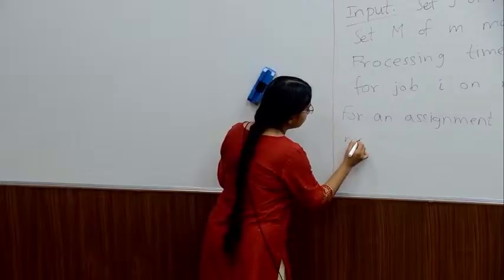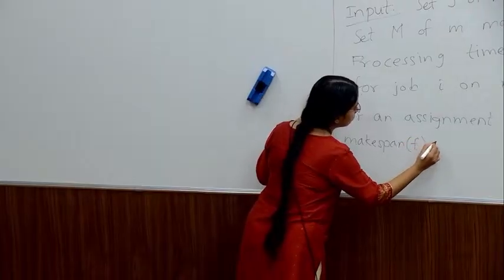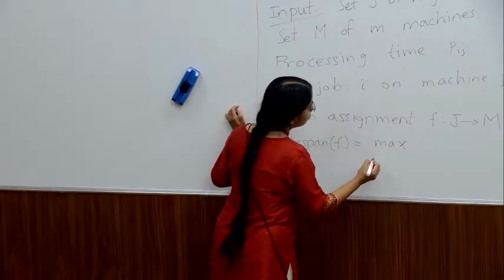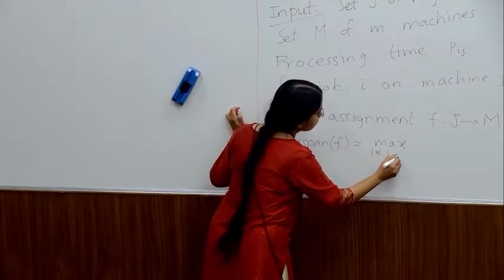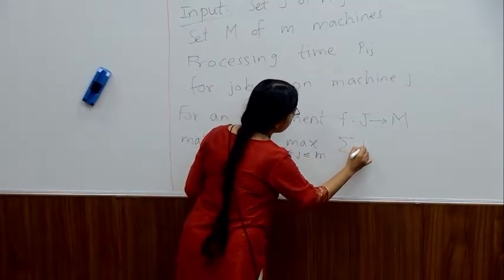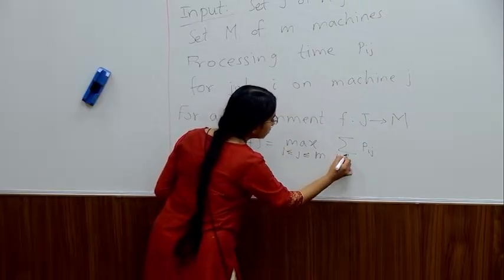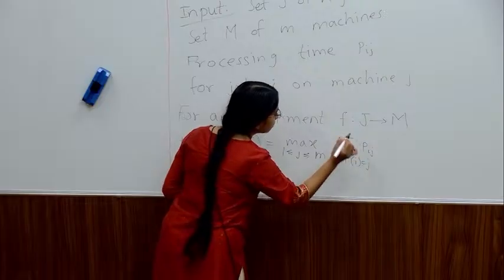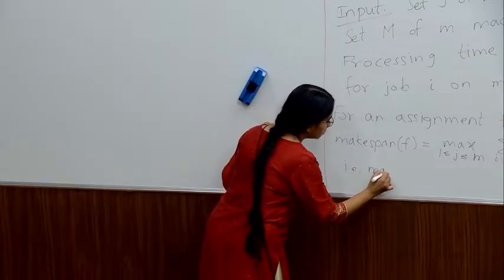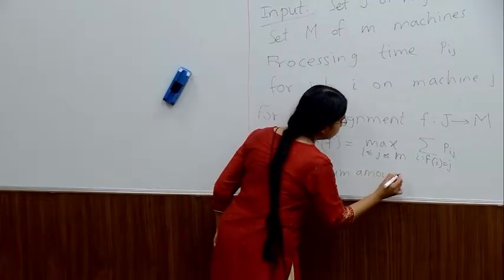We define the makespan of this assignment to be the maximum over all machines of the sum over the processing times of the jobs which are assigned to that machine. That is, in simple words, the maximum amount of time taken by any machine to finish the assigned jobs.